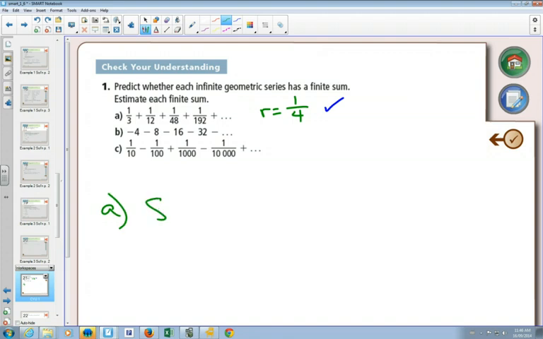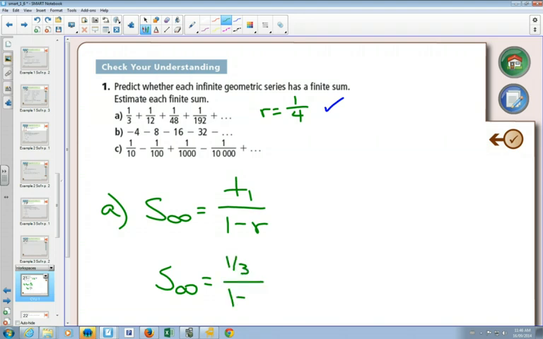Our infinity formula says if it works, all it is term 1 over 1 minus r. So the sum to infinity of the first one, well, term 1 is 1/3, r is 1/4. What is 1 minus 1/4? In order to add or subtract fractions, you need a common denominator. 1 is 4 over 4. 4 over 4 minus 1 over 4 would be the same as 3/4.